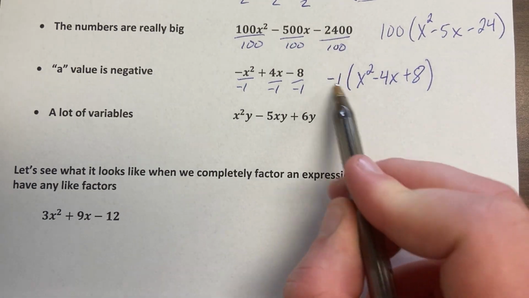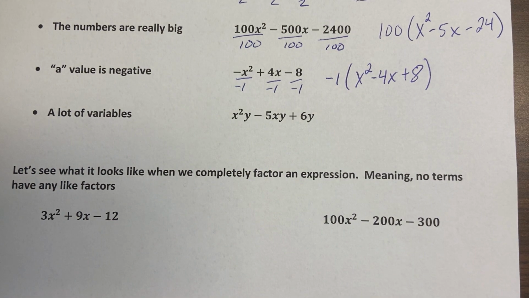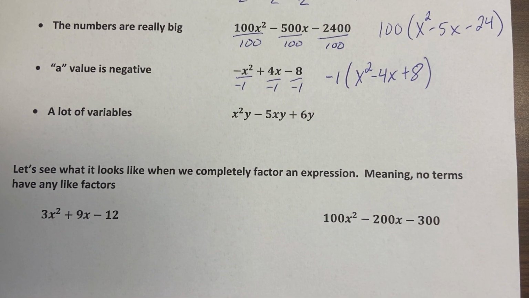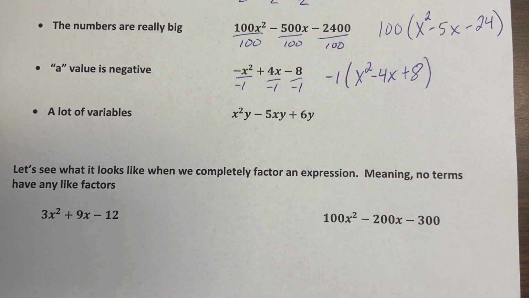Okay, so again, we pulled out this negative 1, but now look at my A value. My A value is a positive. Now we can get into using our box or a diamond and being able to factor, okay? But like I said, life becomes a lot more challenging when we have to deal with an A value of a negative.